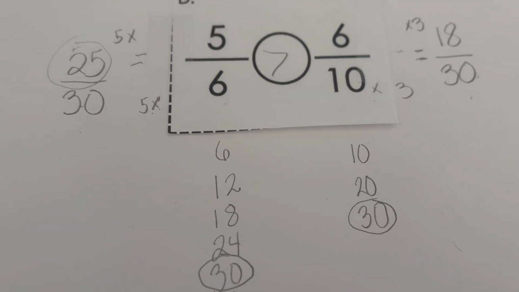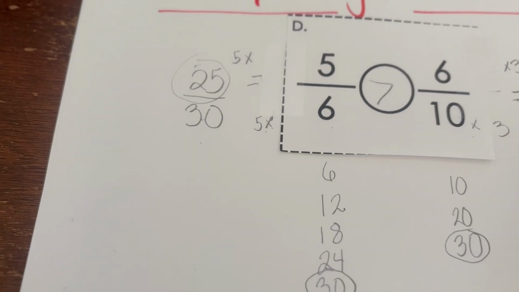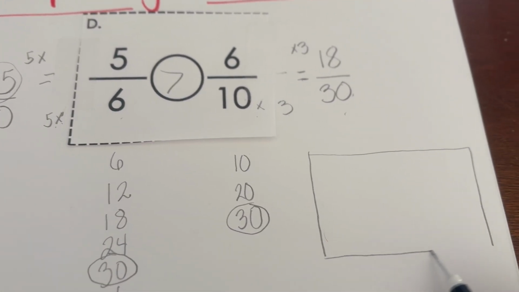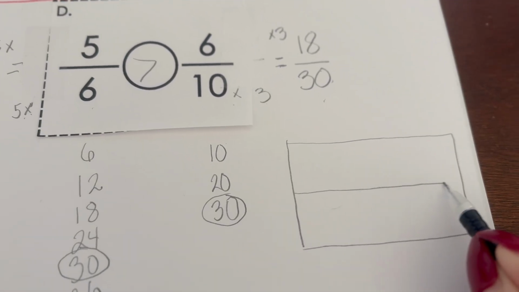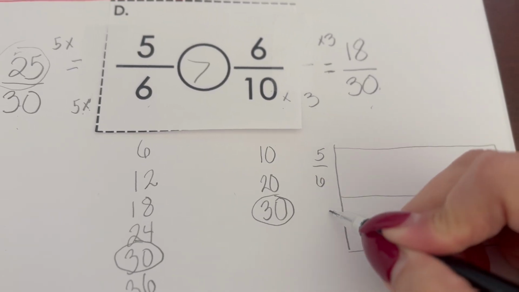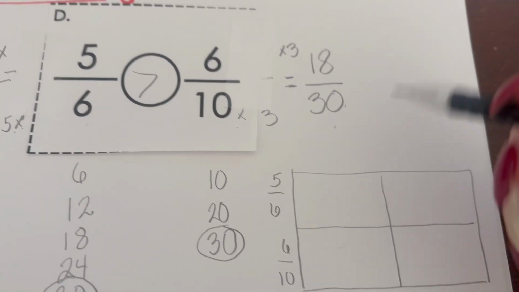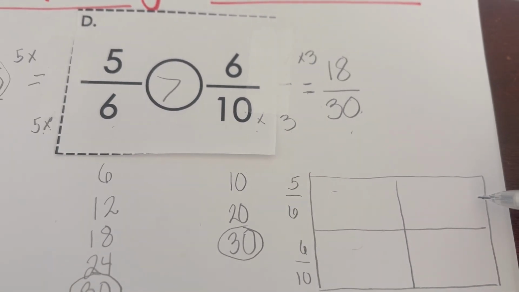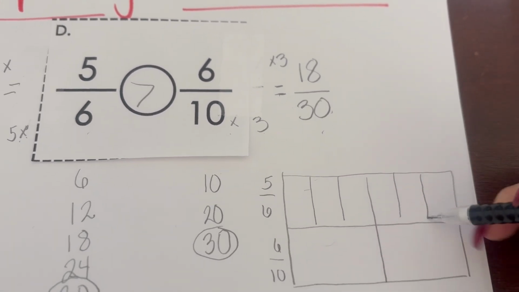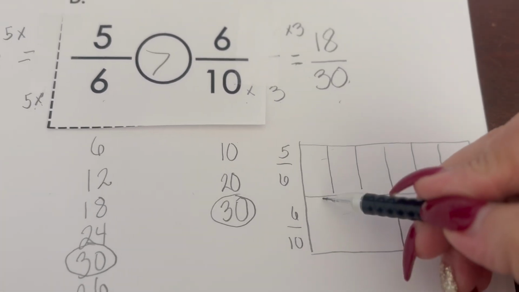Now we can also use a model. So one model that you can do is fraction strips. Okay, these are the kind that you can draw yourself. And you should learn this in 3rd grade. But I'm going to do 5/6 here and 6/10 here. Okay, so for 5/6, we're going to partition this top one into 6ths here. And then we're going to partition the bottom into 10ths. So we have to make 10 equal parts here.